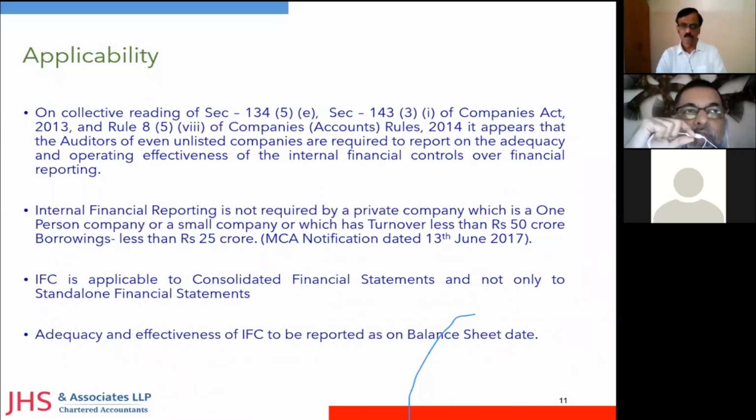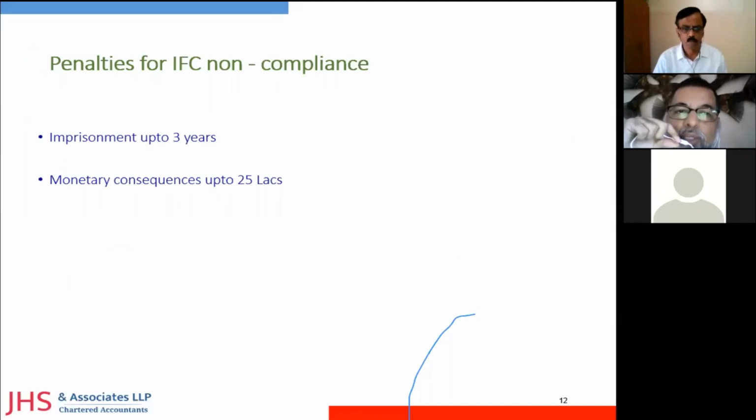So the design of the internal financial controls in an ideal manner has to happen in the first quarter. The testing should start in the second and third quarter, and all the remediation should happen in quarter 3 and quarter 4, and retesting can be done before the year end so that we can conclude that internal financial controls are adequate and operating effectively. Penalties for non-compliance include imprisonment up to 3 years and monetary consequences up to 25 lakhs.